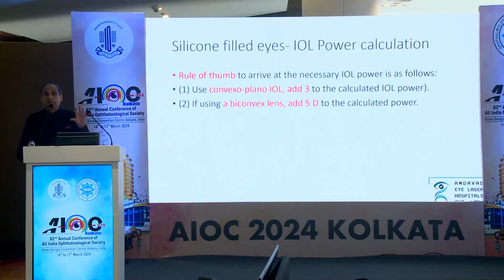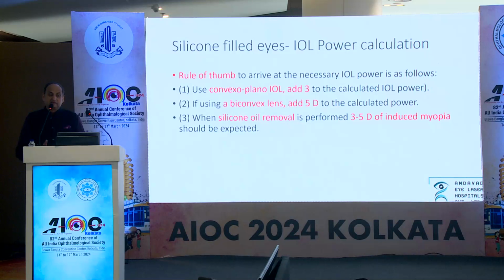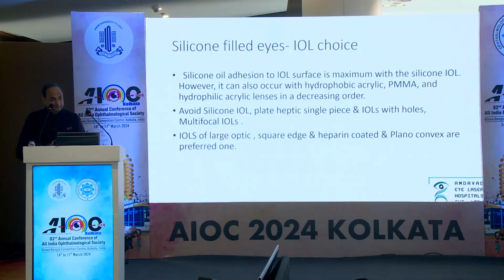The challenge is the patient would have silicon oil in the eye and it is going to be removed after 2 or 3 months. Well, so how do you adjust that? So you can add 3 or 4 diopters to that. If using a biconvex lens, add 5 diopters. And when silicon oil is removed, 3 to 5 diopters of induced myopia should be expected.